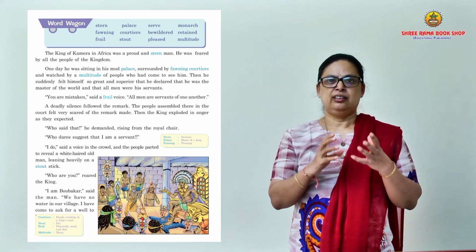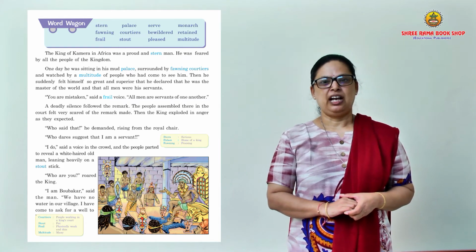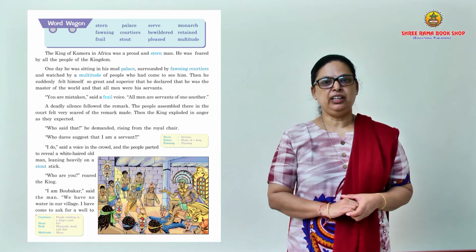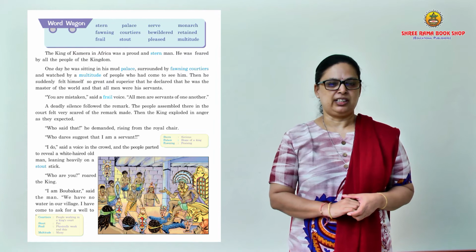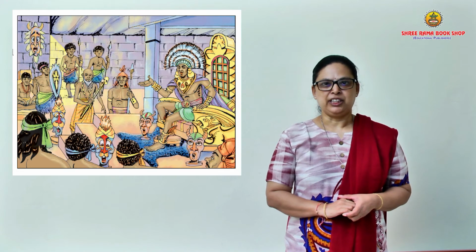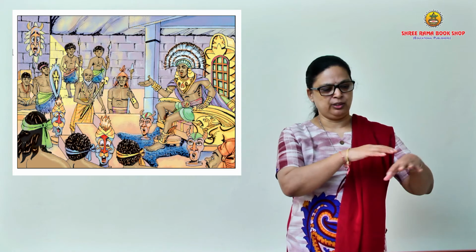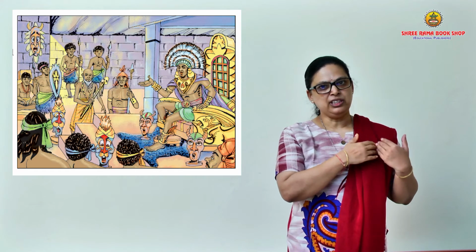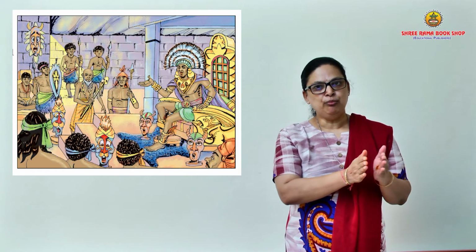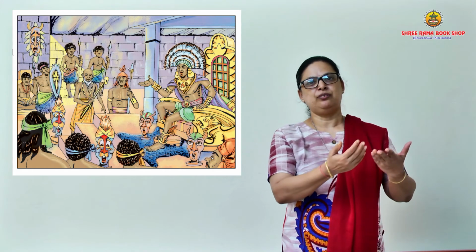Just then we could hear a voice. I do, said a voice in the crowd. And the people parted to reveal a white-haired old man leaning heavily on a stout stick. Now who said this? I do, said some gentleman. There was a lot of crowd over there. When the voice rose, immediately people moved aside and gave space so that the man was visible.